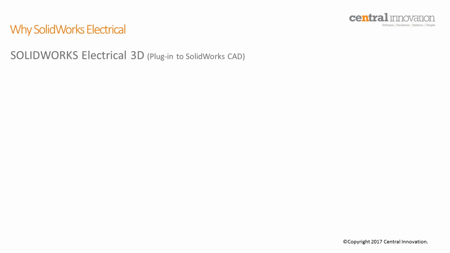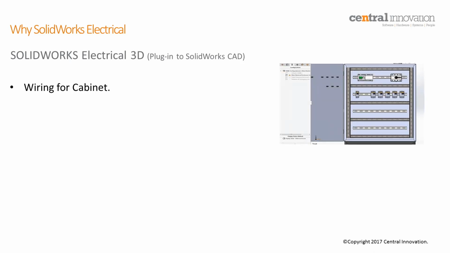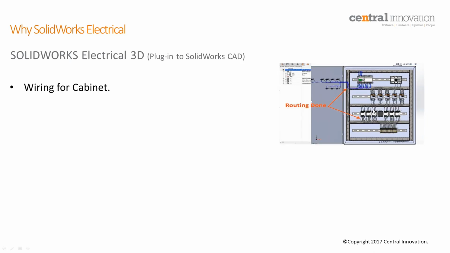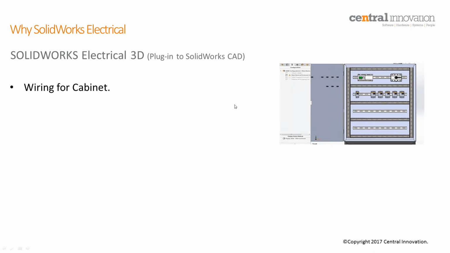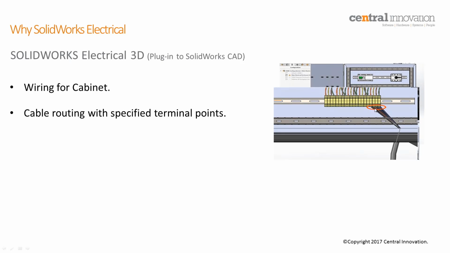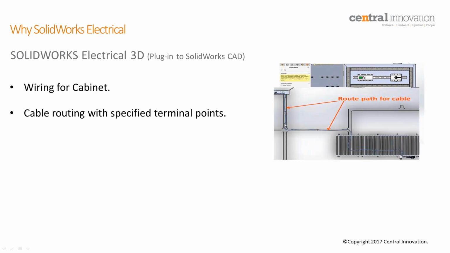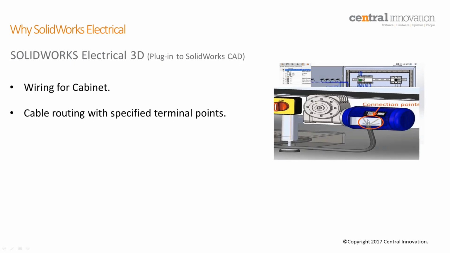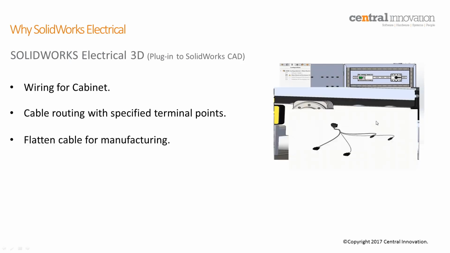Let's look at SolidWorks Electrical 3D, which is a plugin to your SolidWorks CAD. Wiring for cabinet. Based on the schematic drawings done and the components you've placed, you can click on the button and finally you would have the routed wires shown. The cable routing, again based on the schematic drawing, for the exact terminal points your cable is routed through your conduits and then put up in their specific connection points.